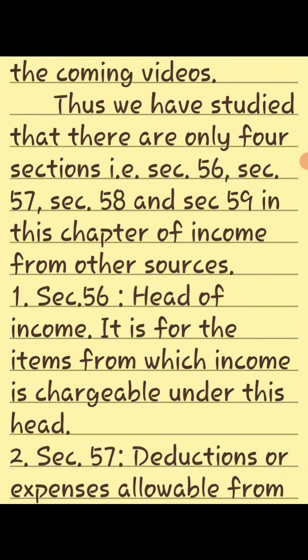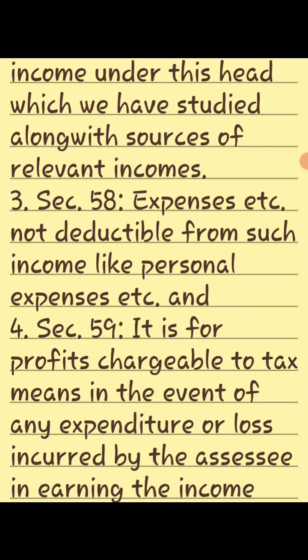Thus, we have studied that there are only four sections, Section 56, Section 57, Section 58 and Section 59, in this chapter of income from other sources. Section 56, Head of Income. It is for the items from which income is chargeable under this head. Section 57, Deductions or expenses allowable from income under this head, which we have studied along with sources of relevant incomes. Section 58, expenses etc. not deductible from such income, like personal expenses etc.